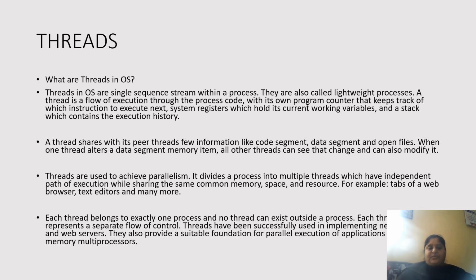Threads are used to achieve parallelism. It divides a process into multiple threads which have independent paths of execution while sharing the same memory space and resources. For example, tabs of a web browser, text editor, and many more. So this is an example of executing threads.